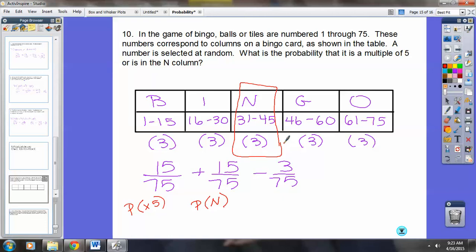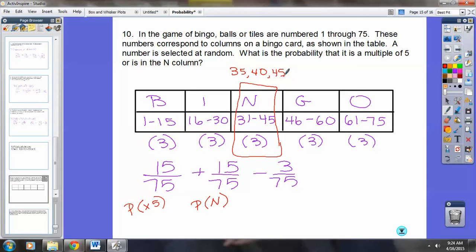Are you with me? No. Let's say this again. We first found the probability of being a multiple of 5. Those are 5, 10, 15, 20, 25, 30, 35, 40, 45, 50, 55, 60, etc. In this end column, what numbers do I have that were multiples of 5? 35, 40, and 45. Okay? I included those 3 numbers, 35, 40, 45, and also included 5, 10, and 15. I included 20, 25, and 30. Were you okay with where I got this first probability? 15 out of 75? Okay.